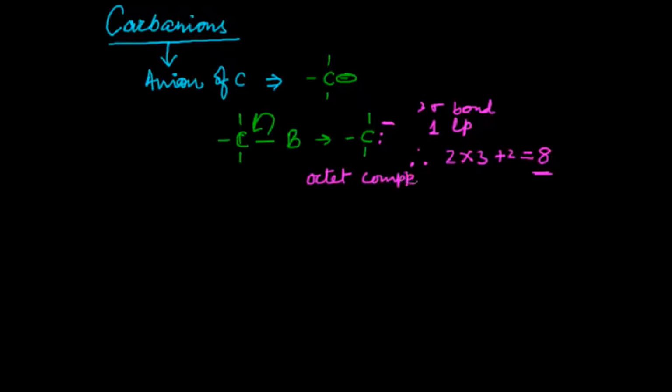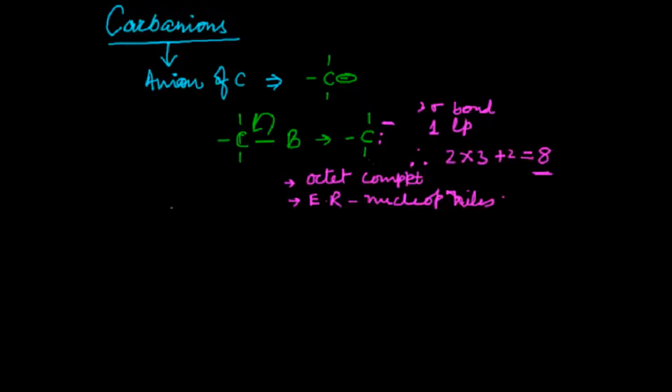And if the octet is complete, we can say this is electron precise. Since it doesn't need any electron, it cannot be electrophilic, but having a negative charge with an unbonded pair of electrons, it will act as electron rich, or a nucleophile. So we can see here this carbon is acting as a nucleophile.